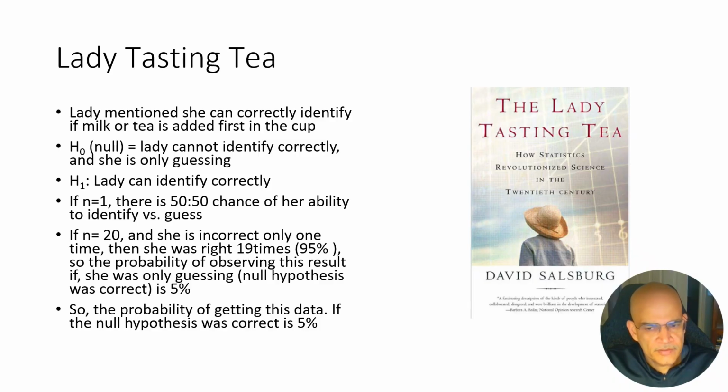her being right 95% of the time, if she was only guessing, is only 5%. So the probability of getting this data, if the null hypothesis was correct, is 5%. That's sort of the theory behind all of these experiments and the p-values.